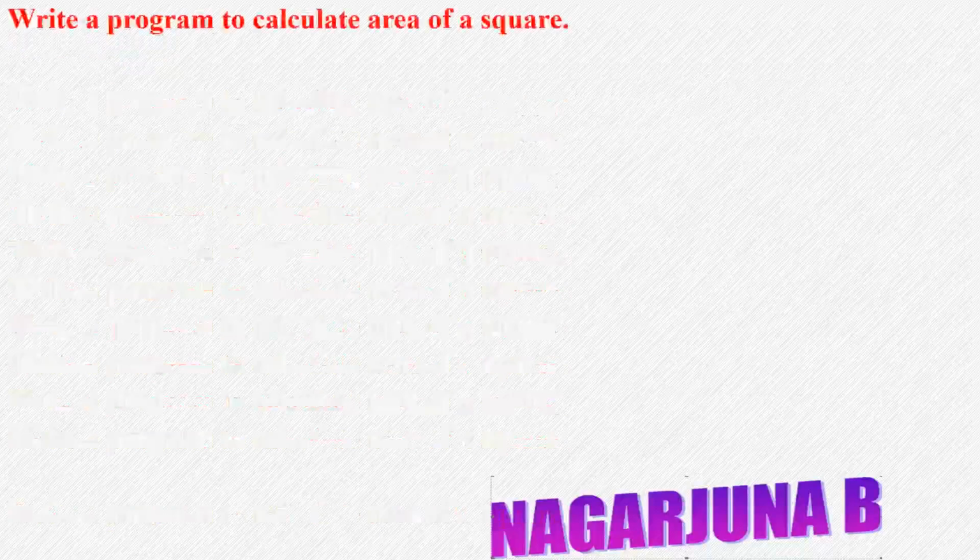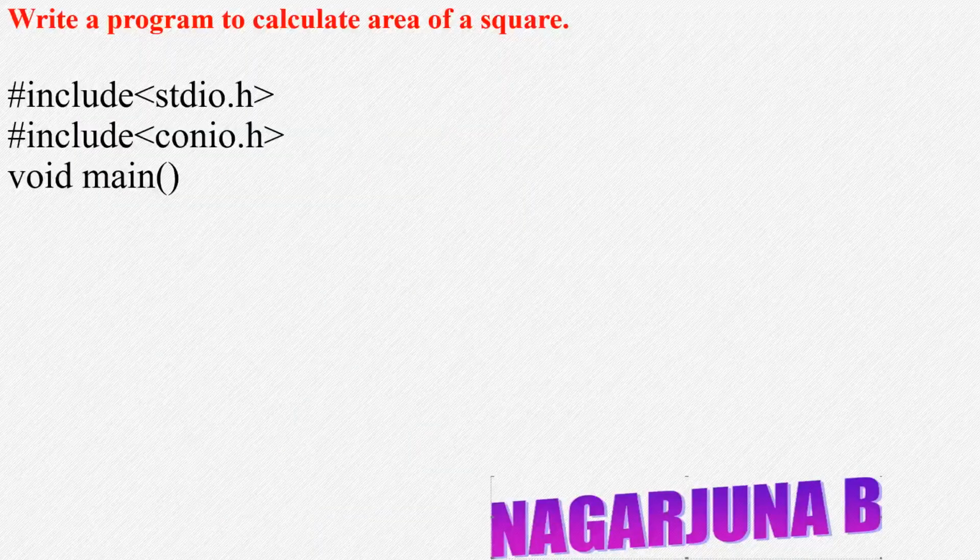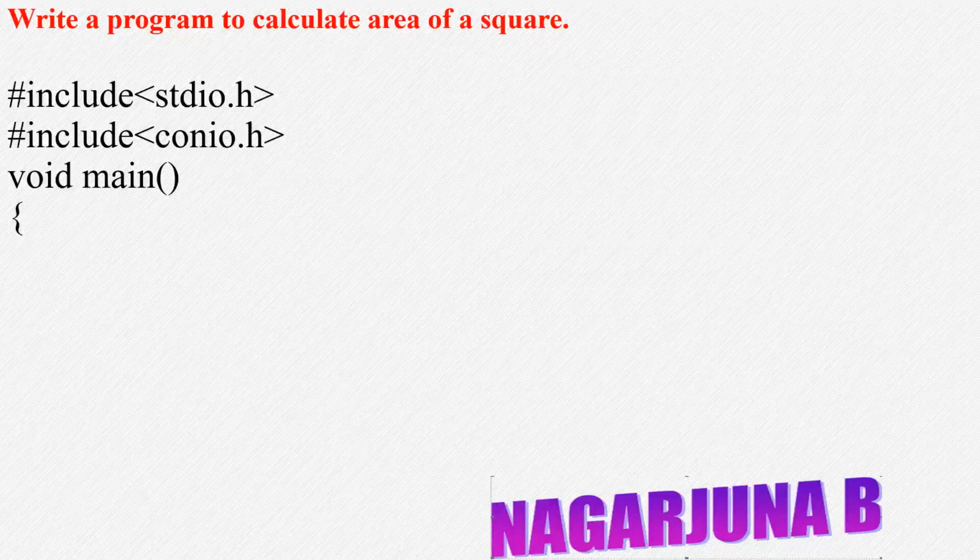Write a program to calculate the area of a square. First write down the header files. After that, void main open bracket close bracket. After that, open the flower brace which indicates the beginning of main. Then in this particular program I require two variables. One is the side, another one is the area, because the formula to find the area of a square is area is equal to side squared, that is side into side.